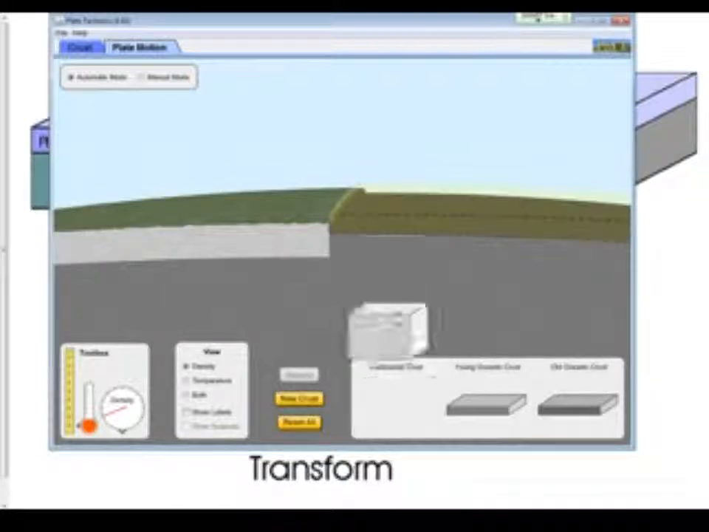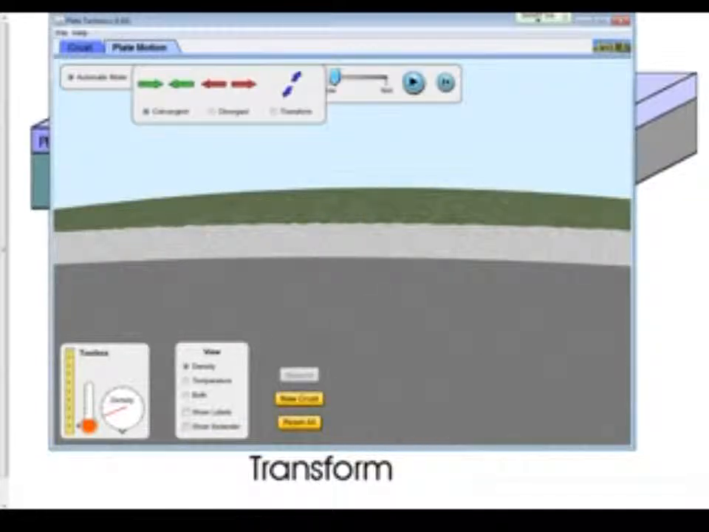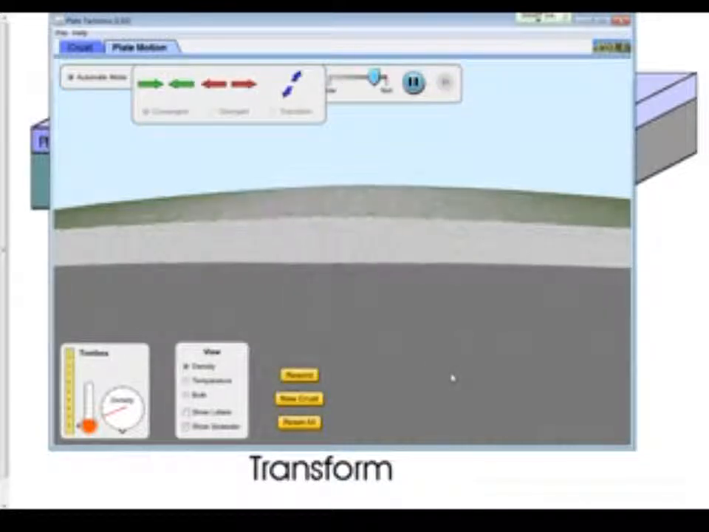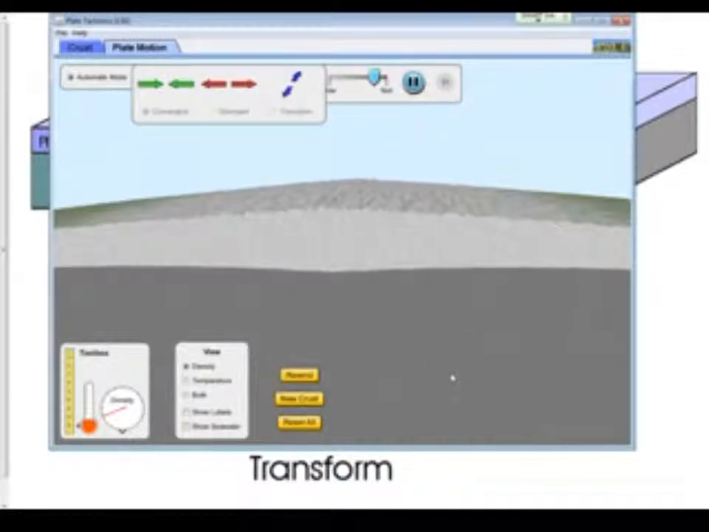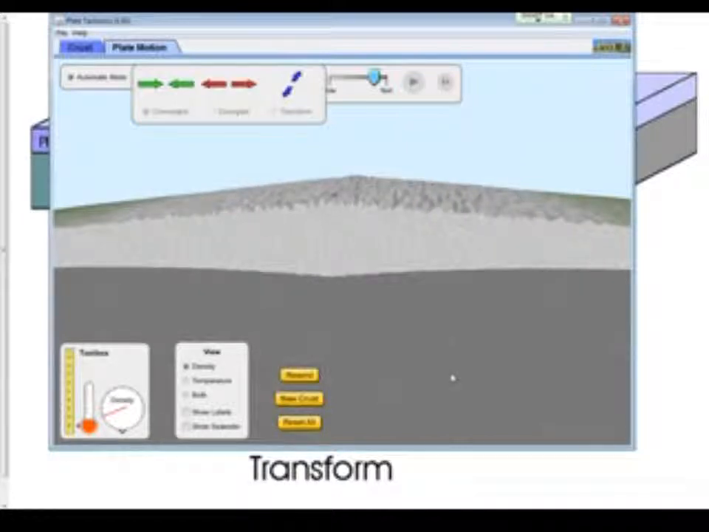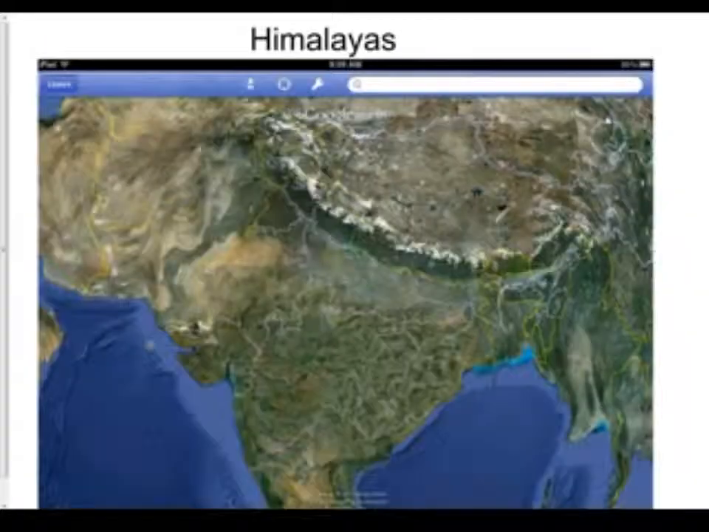Let's take two continental crust types. We're going to put it on automatic and speed up, and let's see what happens. As they're coming together, they're pushing the two plate boundaries. Can you guess what happens there? Well, let's take a look.